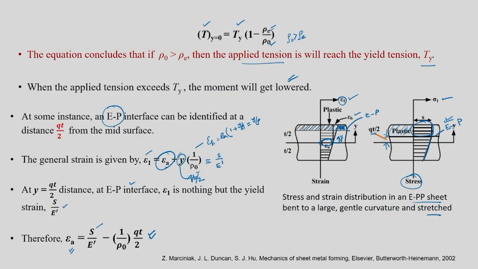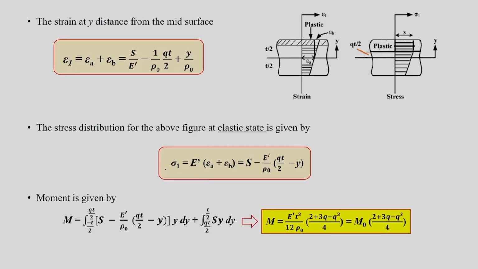So, now what I am going to do? I am going to substitute this epsilon A into this equation, and I am going to get, in general, epsilon 1, the strain at y distance from the mid surface, in this situation, that is your D. This is the D stage, no? In the D stage, the strain at y distance is given by epsilon A plus epsilon B. Epsilon A we derived as this, S by E dash minus 1 by rho qt by 2. Epsilon B is the original definition, y by rho naught. This would be your epsilon 1 distribution for the D stage.